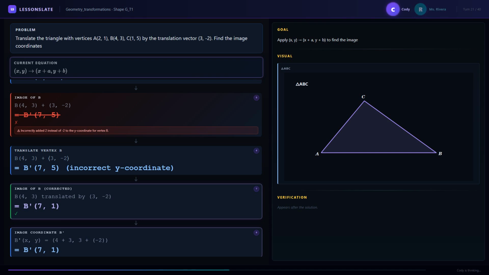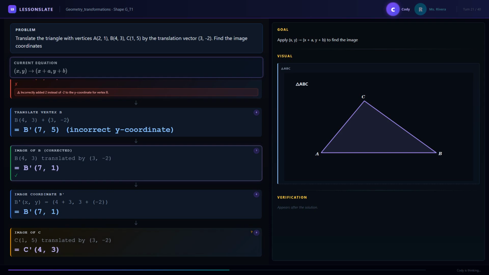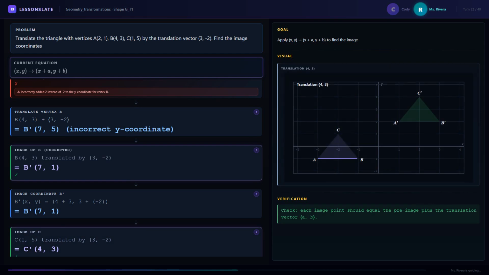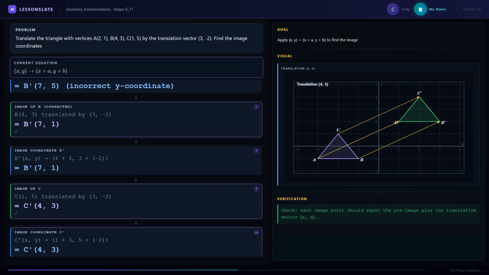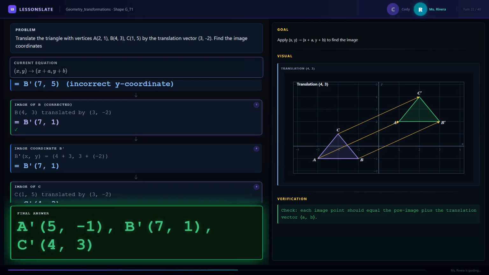Okay, for C at the point 1, 5 and the vector 3, negative 2, I'll do the point 1 plus 3, 5 plus negative 2. So that would be the point 4, 3 for C prime. Is that correct, Ms. Rivera? I'm curious if I finally got it right without a mistake. Excellent, Cody. You've successfully calculated C prime as the point 1 plus 3, 5 plus negative 2, which simplifies to the point 4, 3. You've applied the translation rule correctly to all three vertices.